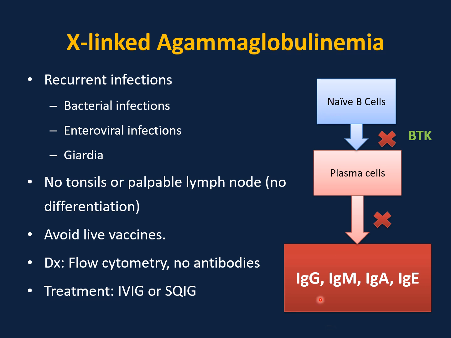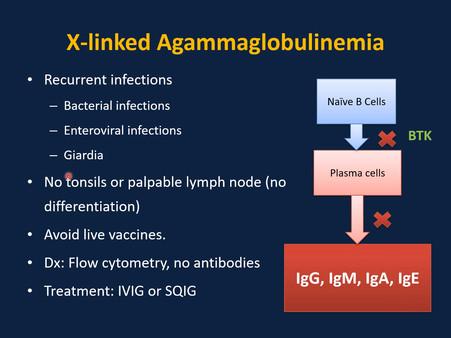The naive B cells cannot make any antibodies. So lack of immunoglobulin G or IgG will be associated with recurrent infection with encapsulated bacteria. For example, Streptococcus pneumoniae, Haemophilus influenzae, meningococcus, or staph.